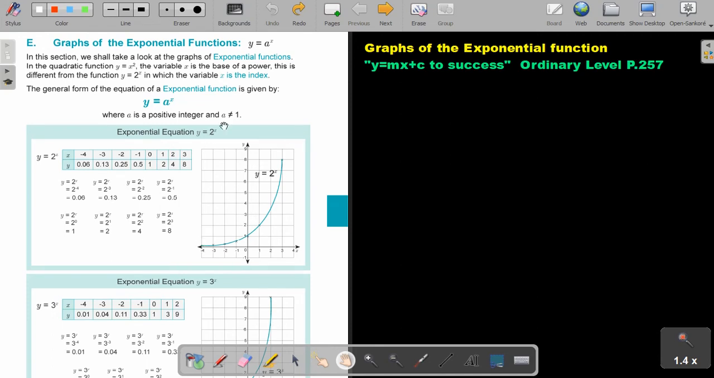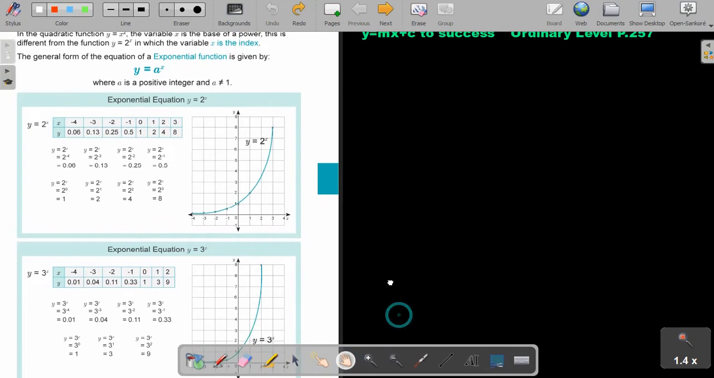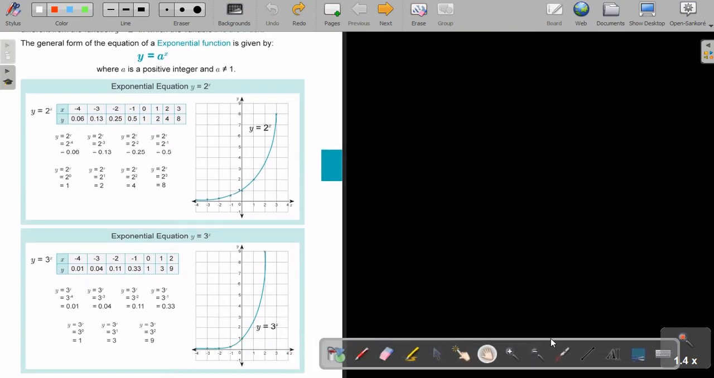Now, in this case, it was 2, and I want you to check the difference. In this case, it was 2 to the power x, and in this case, 3 to the power x. So again, it's almost like this is shifting closer. If this number becomes bigger, it's shifting closer to the y-axis. So just check the difference.